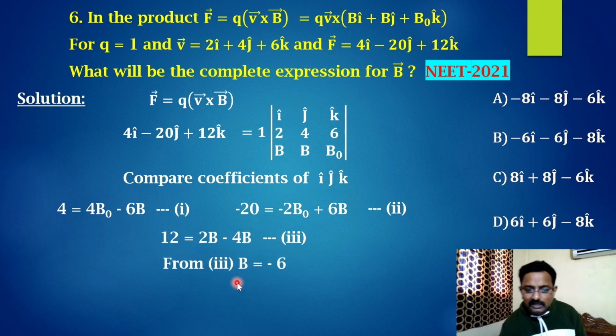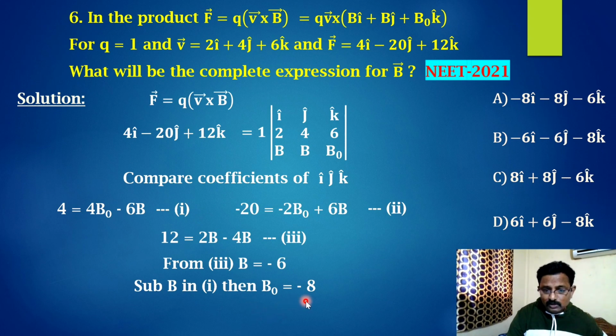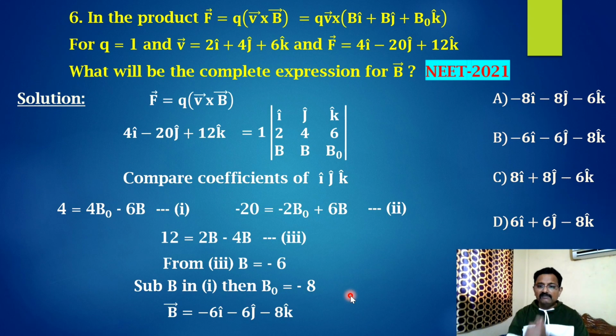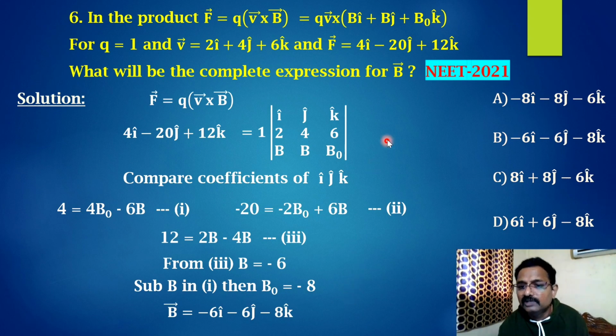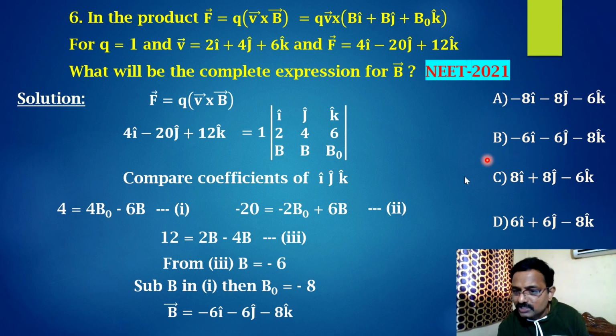From equation 3, we can write B equal to minus 6. Substitute this value of B in equation 1, we will get B naught is equal to minus 8. Therefore, finally we will get the expression for magnetic field B, that is minus 6i cap minus 6j cap minus 8k cap. From the options, option B is the answer, my dear.